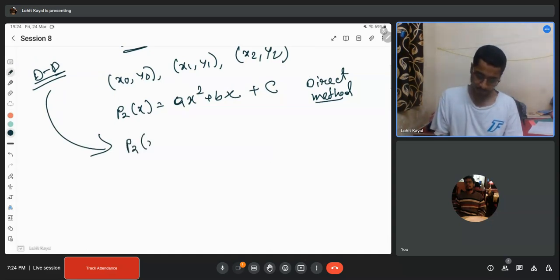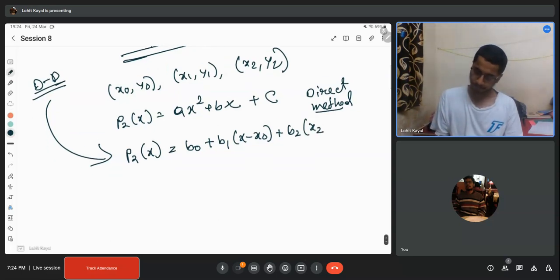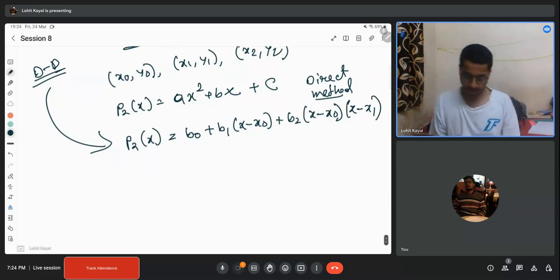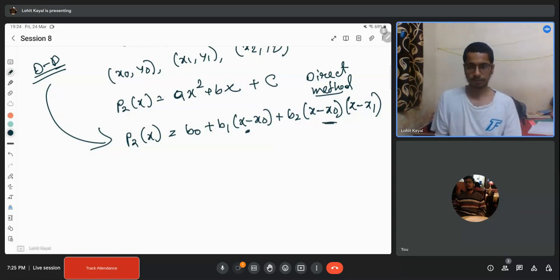So here I can approximate the same function. I will get the same polynomial function like this: b naught plus b1 times (x minus x naught) plus b2 times (x minus x naught)(x minus x1). Now see, if I put x equal to x naught, then I don't need to solve the third equation. I will automatically get the value of b naught, because this will be 0, this will be 0.